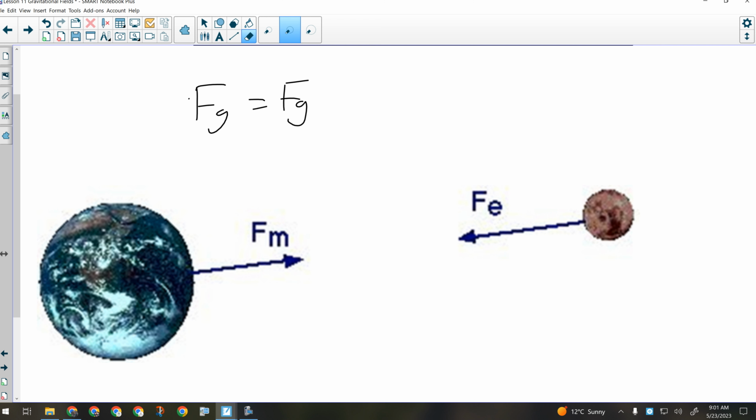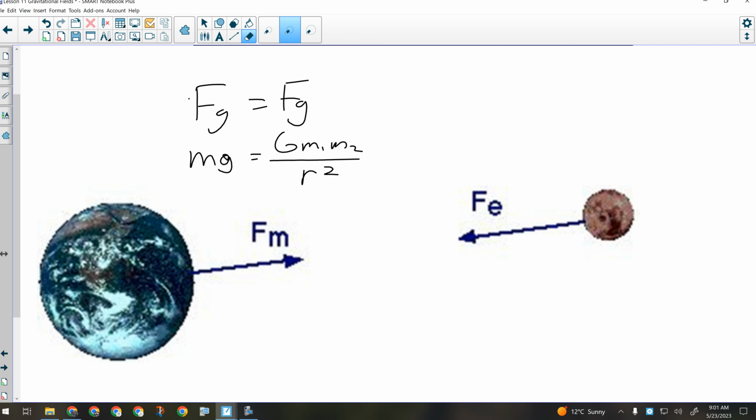Okay, we got this formula, and we got this formula. They're equal, right? If I'm standing on the Earth's surface and I go m times g, and I go G times m1 times m2 over r squared, and I use the radius of the Earth, I should get the same number, yes? Realistically, I should.